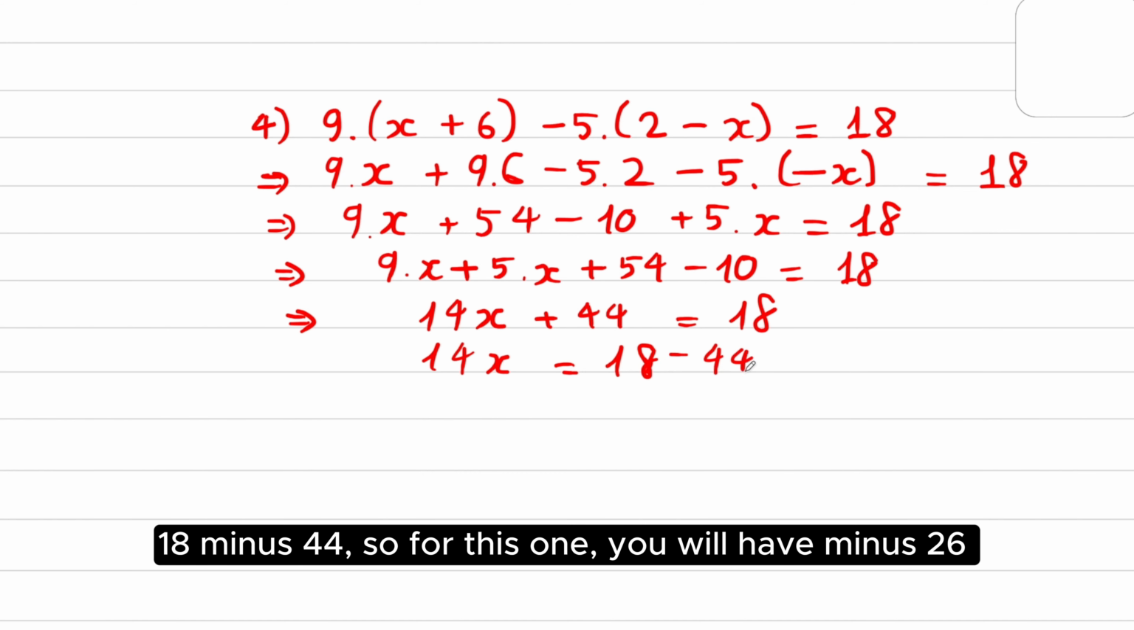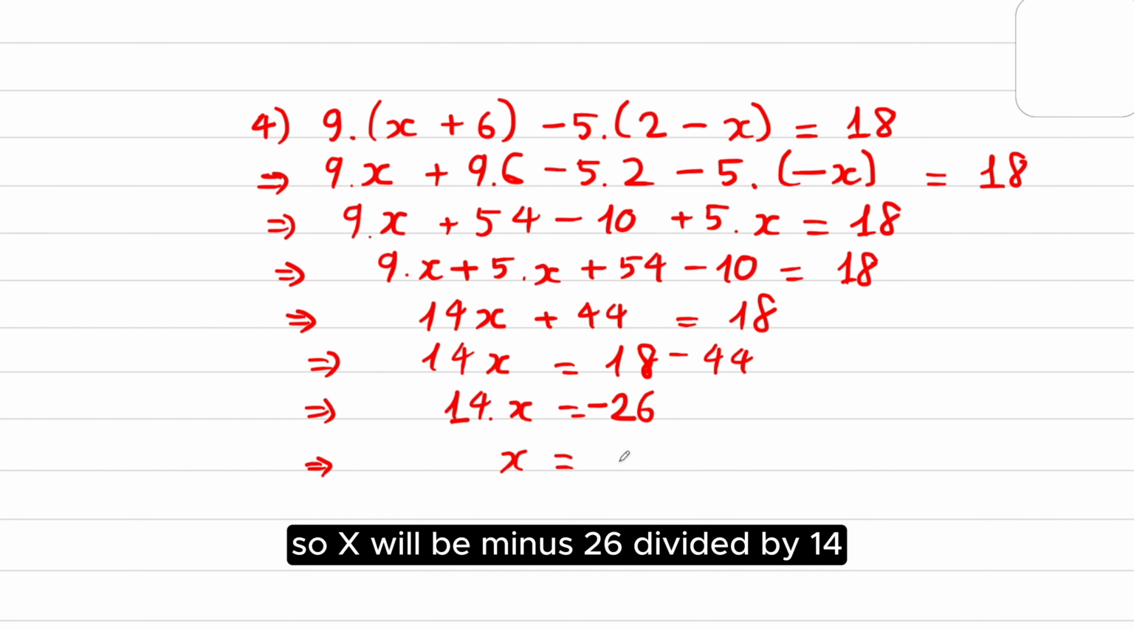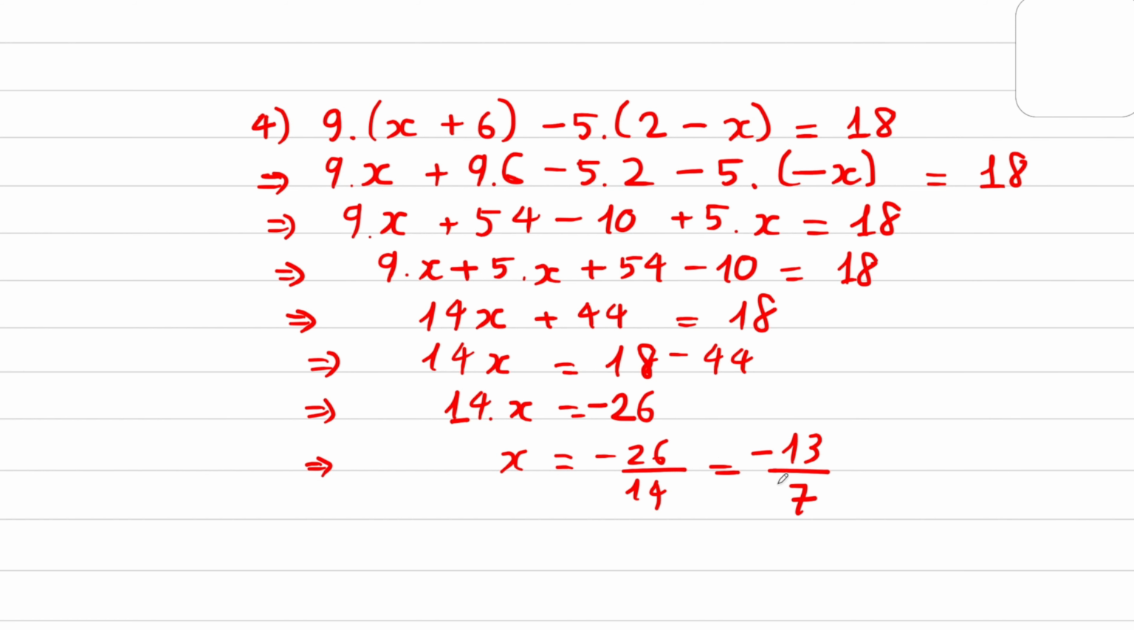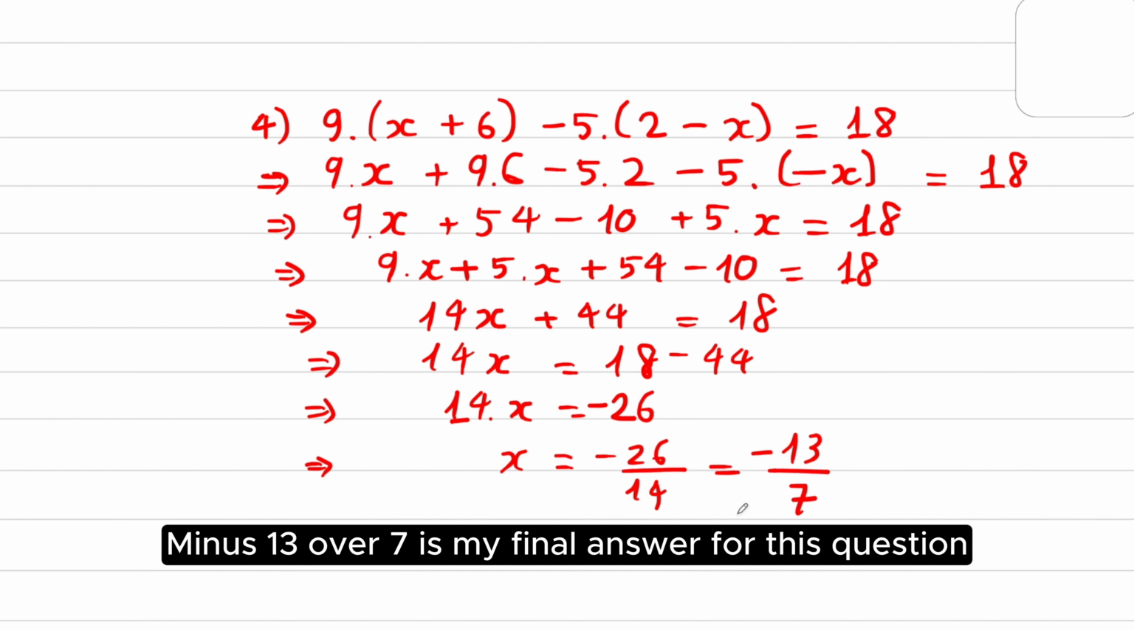Minus 44. Okay, so for this one you will have minus 26. So x will be minus 26 divided by 14 and simplify by dividing by 2. Minus 13 and 7. Minus 13 over 7 is my final answer for this question.